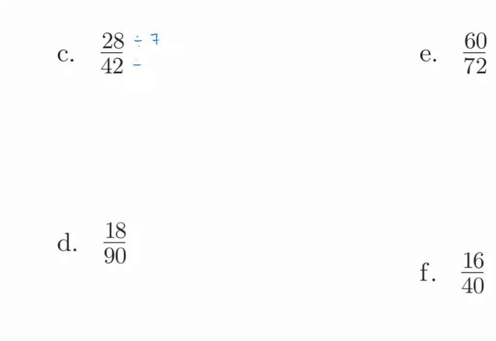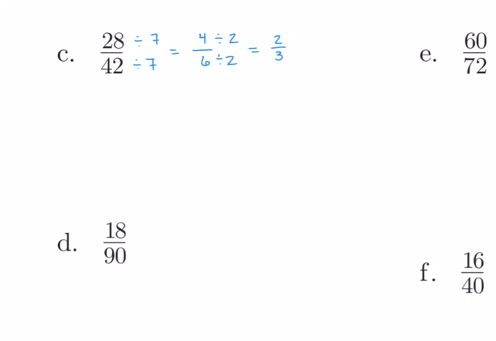Off the top of my head, I recognize 7 as going into both. And so if we divide by 7, we get 28 divided by 7 is 4, and 42 divided by 7 is 6. Again, this is not in lowest terms, so I do need to go a little bit further. 4 and 6 are both divisible by 2, and we get 2/3. For this one, if you recognize the greatest common factor is actually 14.